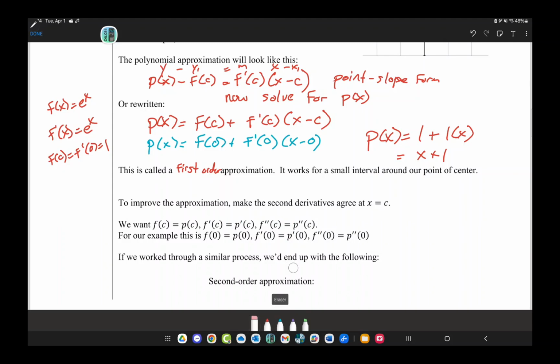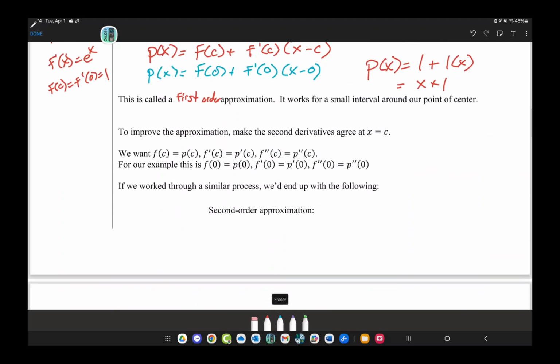So is x plus 1 just one approximation of the graph? Yes, it's an approximation of the graph. Now that's a first order approximation. We can go further and create a quadratic, because again, we're creating a polynomial. Technically, a linear function is a polynomial. It's just a first degree polynomial.